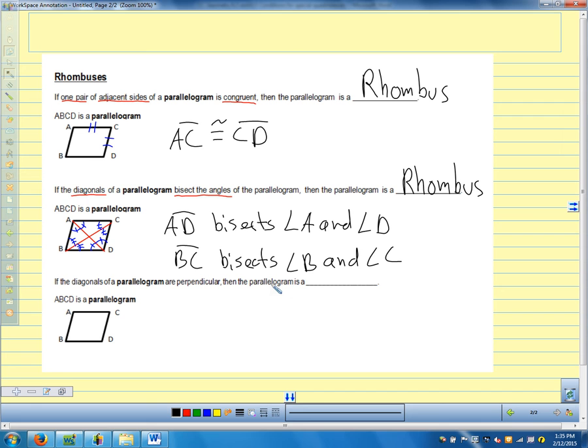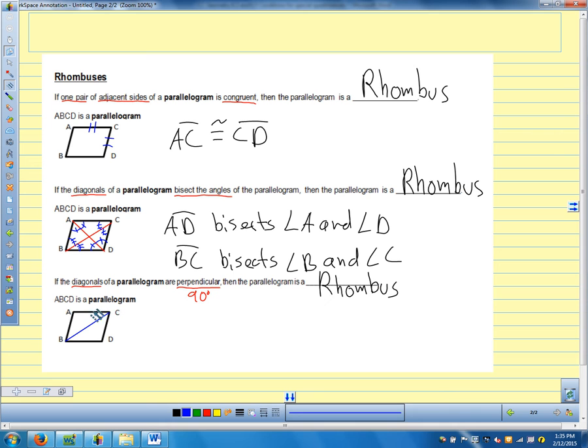All right, we good there? Last one, very last one on our graphic organizer. If the diagonals of a parallelogram are perpendicular, then the parallelogram is a rhombus. Perpendicular means 90 degrees. So let's draw in our diagonals.